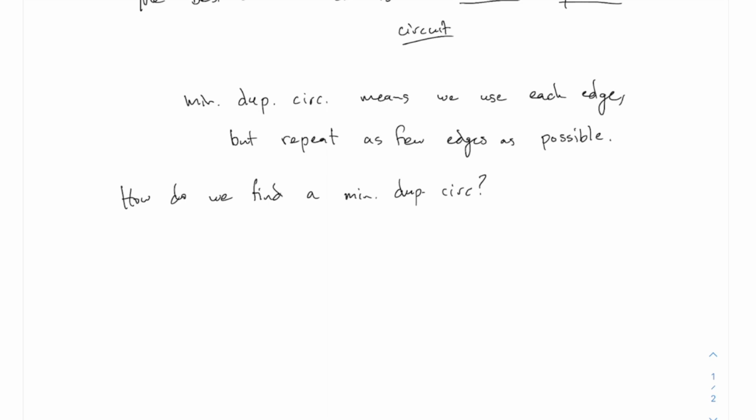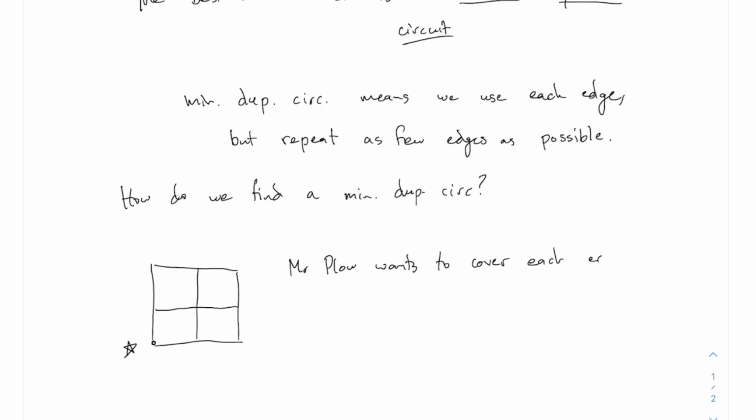All right. Here's a typical example. This is my old Mr. Plow example. Let's say Mr. Plow lives down here at the star and wants to drive across every edge once and end up back at home. This is what Mr. Plow likes to do. Wants to cover each edge without repeats. But that's actually not possible, right?